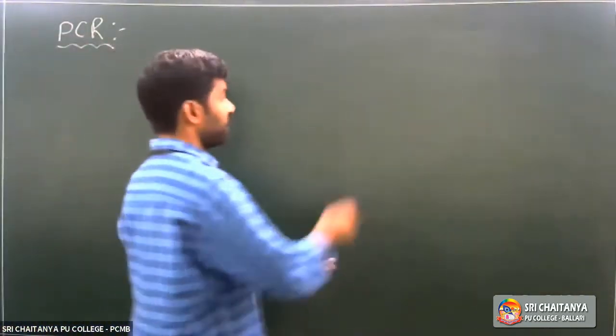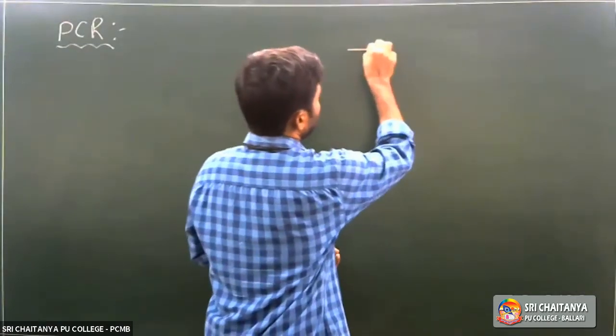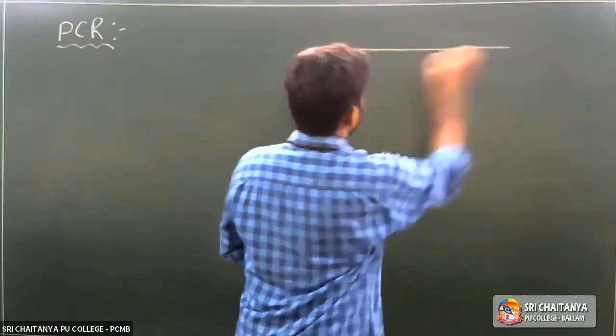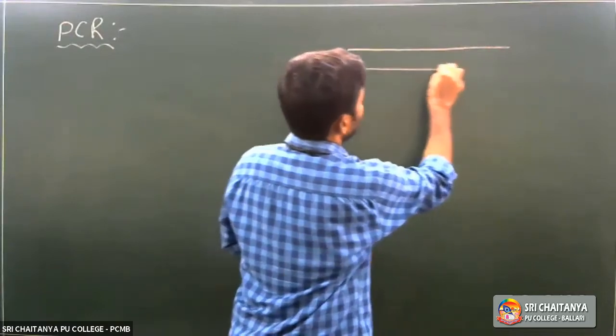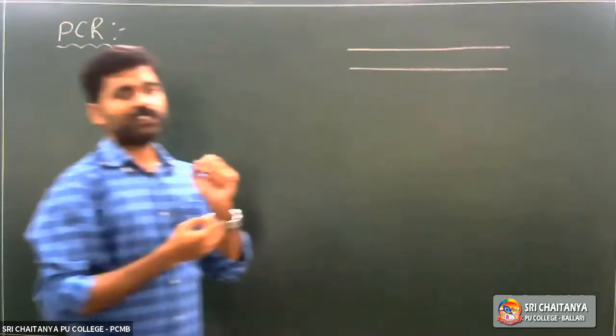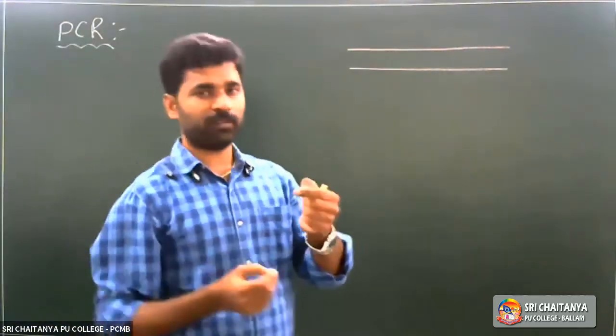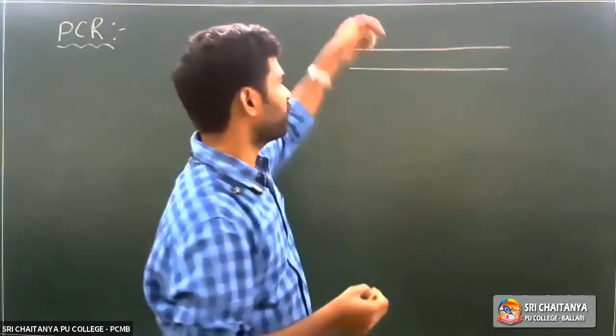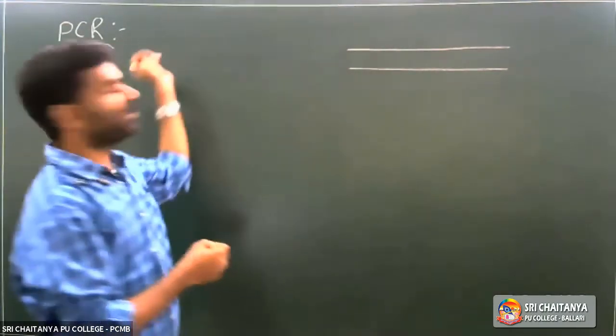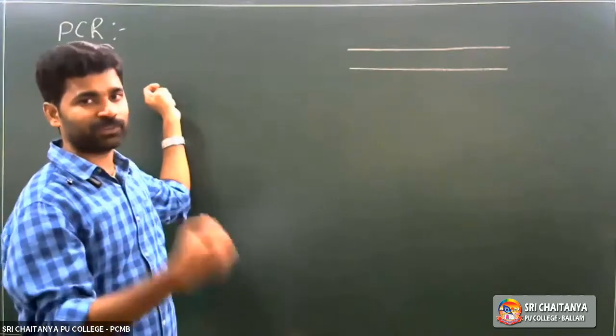Right. So the desirable DNA fragment is first transferred into the PCR machine. The desirable single DNA fragment we transferred into the PCR machine. It is nothing but a thermocycler.